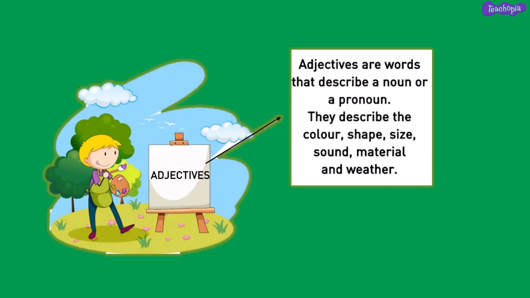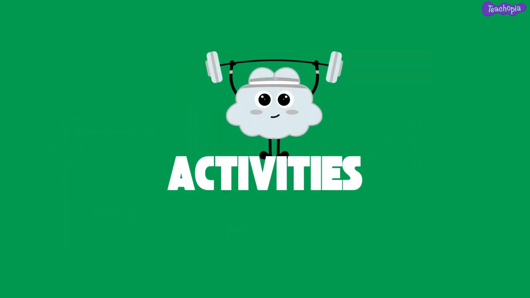Introduce the concept of adjectives to learners. Adjectives are words that describe a noun or a pronoun. They describe the color, shape, size, sound, material, and weather. Let's move on to the activities that will help learners practice adjectives.